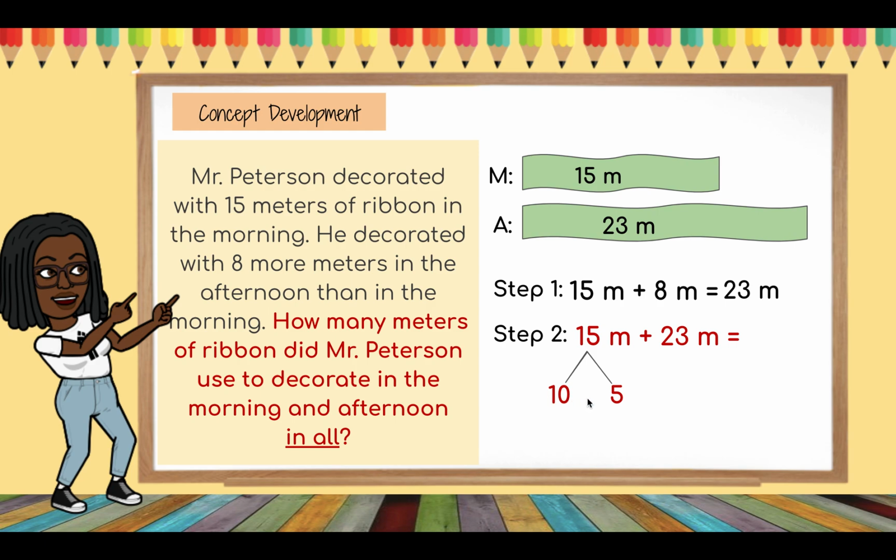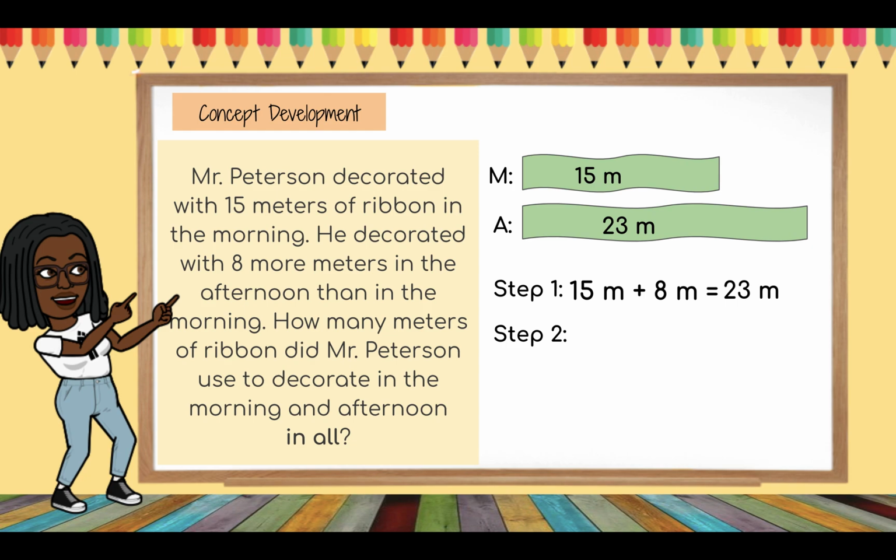We just change the tens place. And then I have my 5 ones. So the first thing I did was add 23 plus 5 to give me 28. And then from here, I did 28 plus 10 equals 38, which tells me that 15 meters plus 23 meters is equal to 38 meters. So I now know that in total, the ribbon from the morning and the afternoon is 38 meters long.